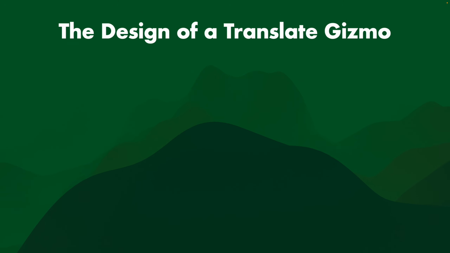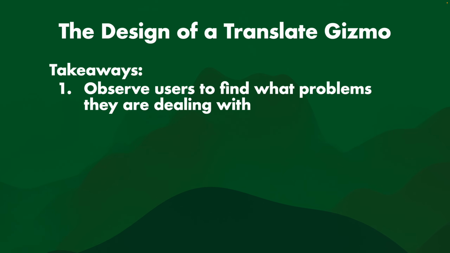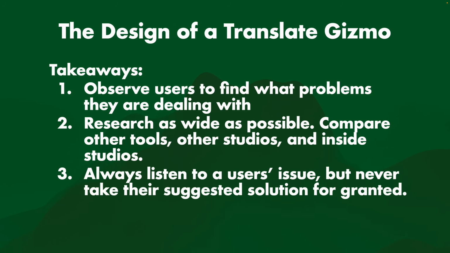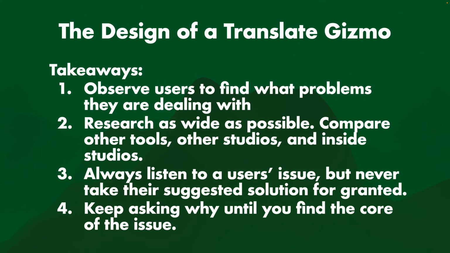So when it comes to the design of a translate gizmo, the takeaways really here are observe users to find out what problems they're dealing with, and research as wide as possible. Compare other tools, other studios, and inside studios. And always listen to a user's issue, but never take their suggested solution for granted. And keep asking why until you find the core of the issue. Sometimes a user is directly correct with the issue, but sometimes there's a bigger issue behind it, and you got to find that to make the right tool for them.